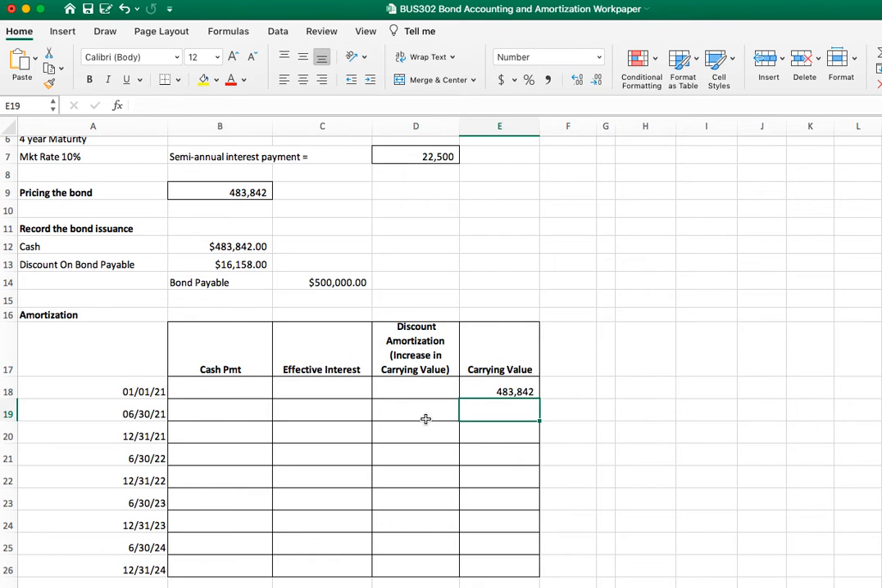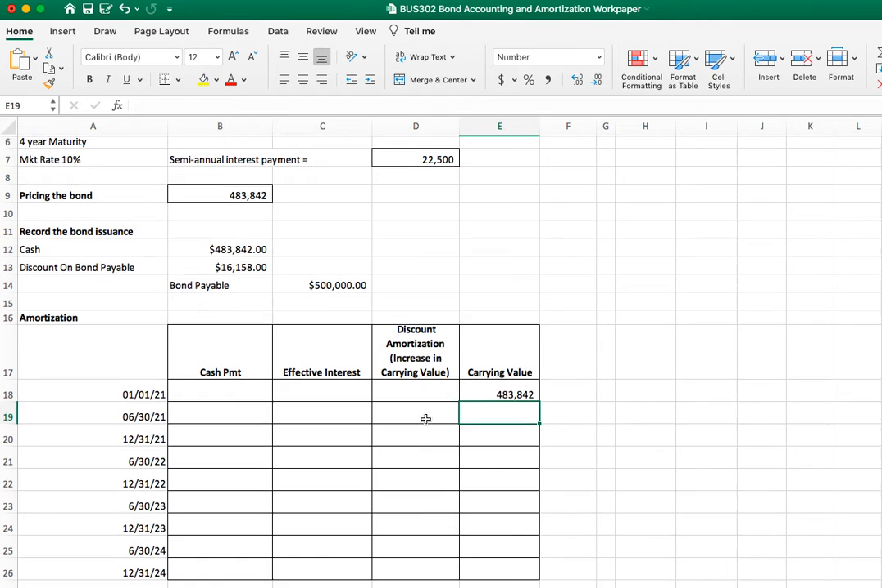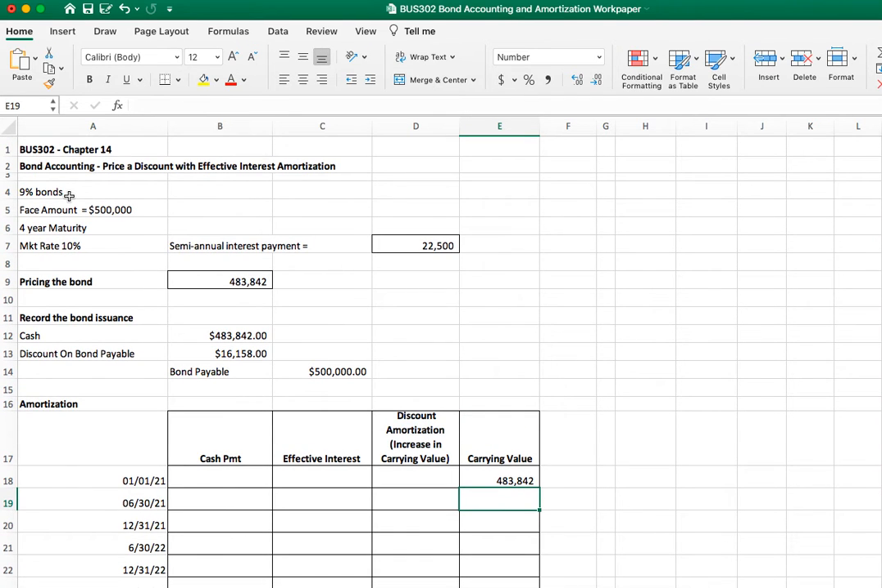because the discount has been amortized down to 0. Whenever we have a bond priced at a discount, the effective interest expense that is reported on the income statement will always be higher than the cash payment. Remember, the cash payment is based on the stated amount of 4.5% semi-annually. The effective interest expense that's reported is the semi-annual amount of the market rate of interest, which is higher.